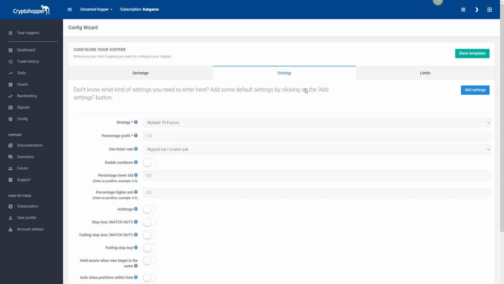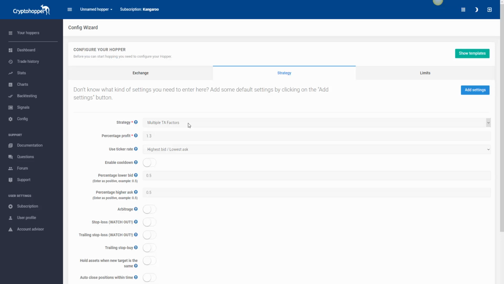Then I go to the strategy. Strategy is the first main important page in the configuration. Here I will decide how the bot is going to buy for me and how the bot is going to sell for me. So it's the two parts of the trade, right? You buy and you sell. The default strategy, multiple TA factors, it means that the bot will perform technical analysis for you.